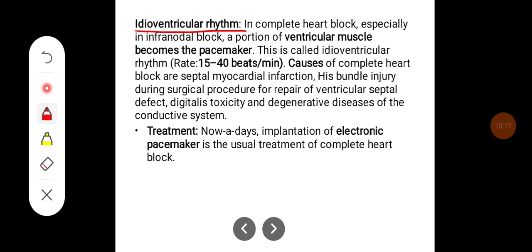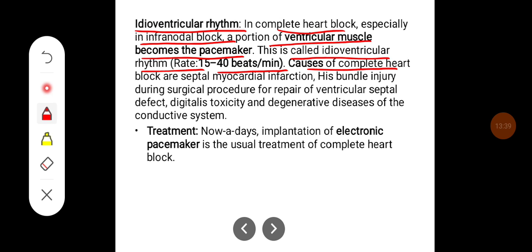Idioventricular rhythm, which occurs with a complete heart block, especially in an infranodal block, a portion of ventricular muscle becomes a pacemaker. So this is called idioventricular rhythm. So the rate is very low here. It can be as low as 15 to 40 beats per minute.